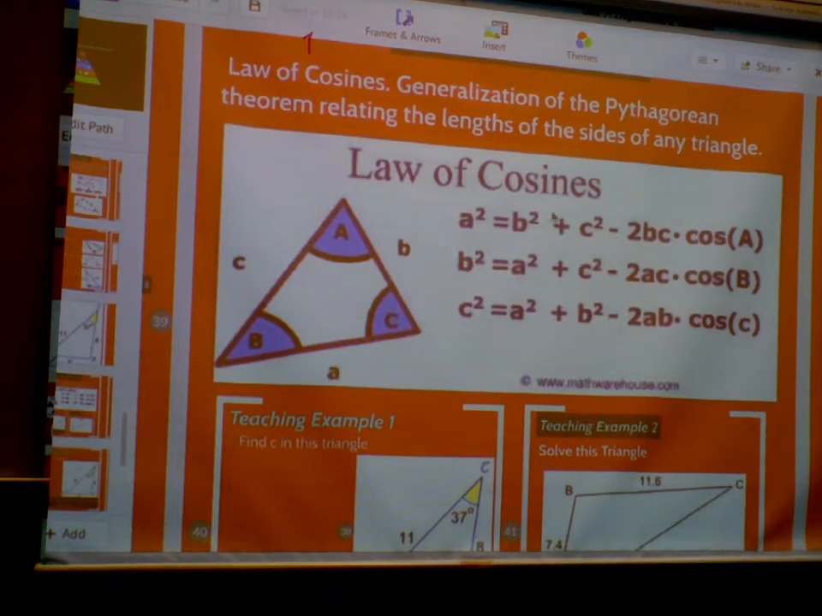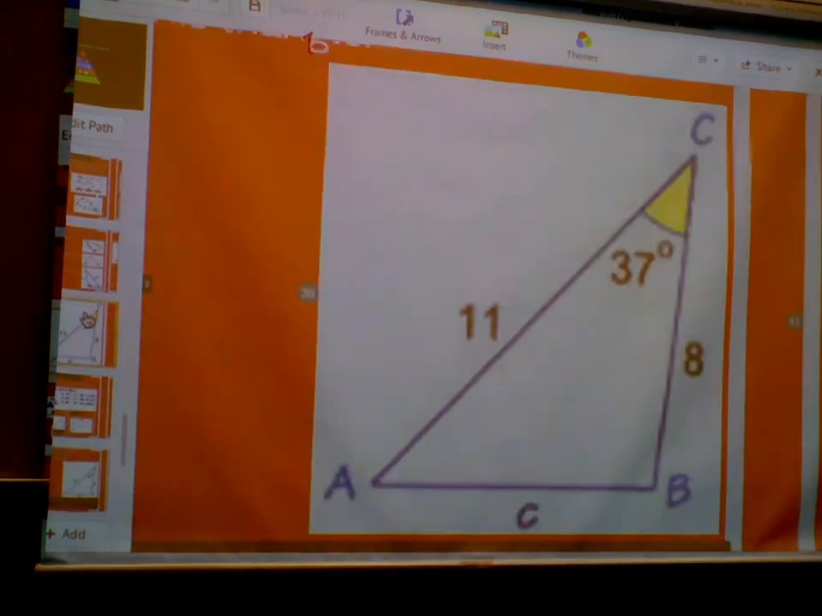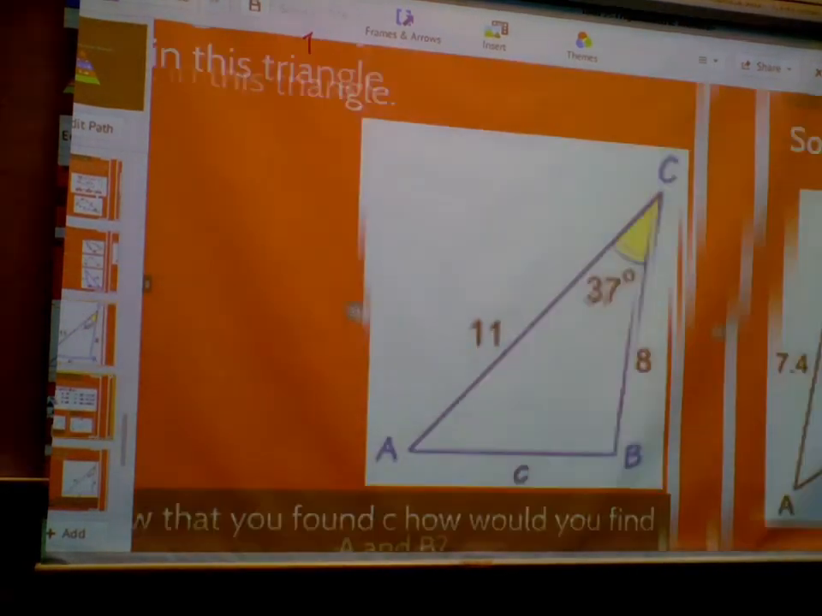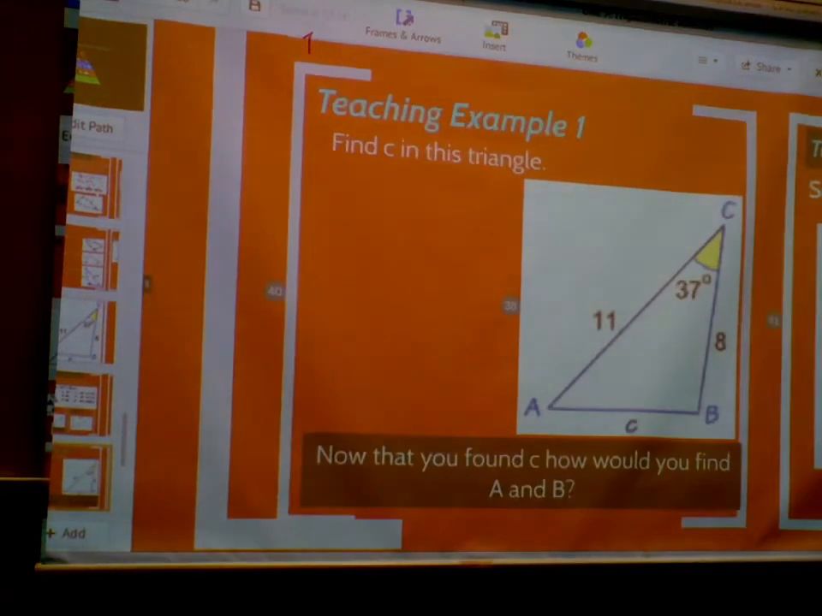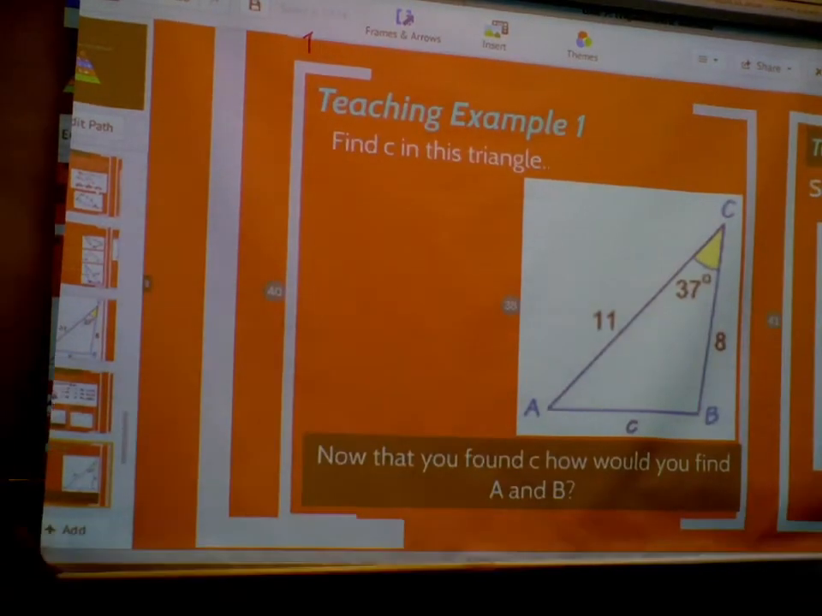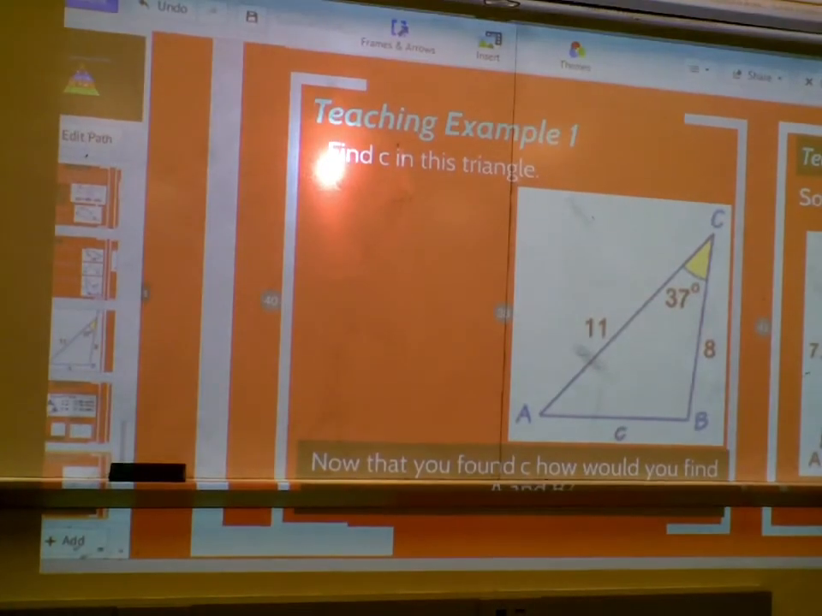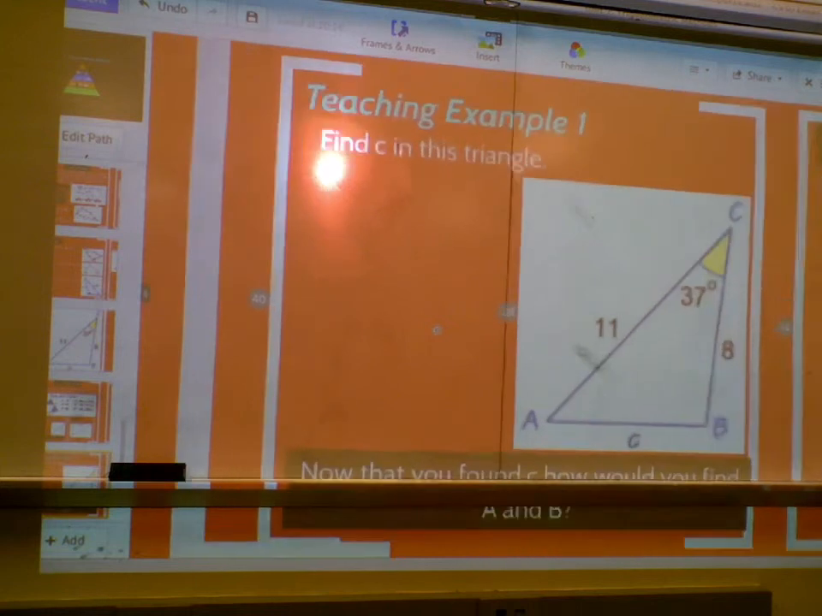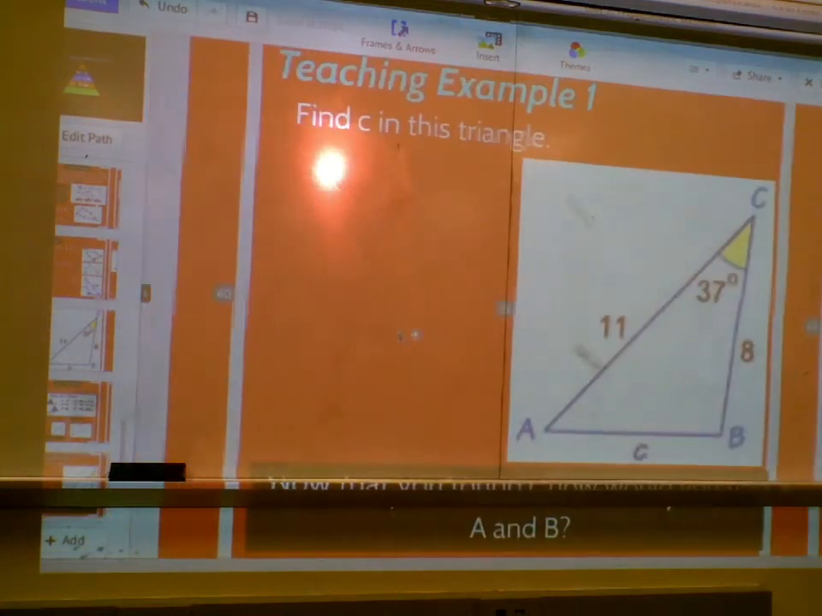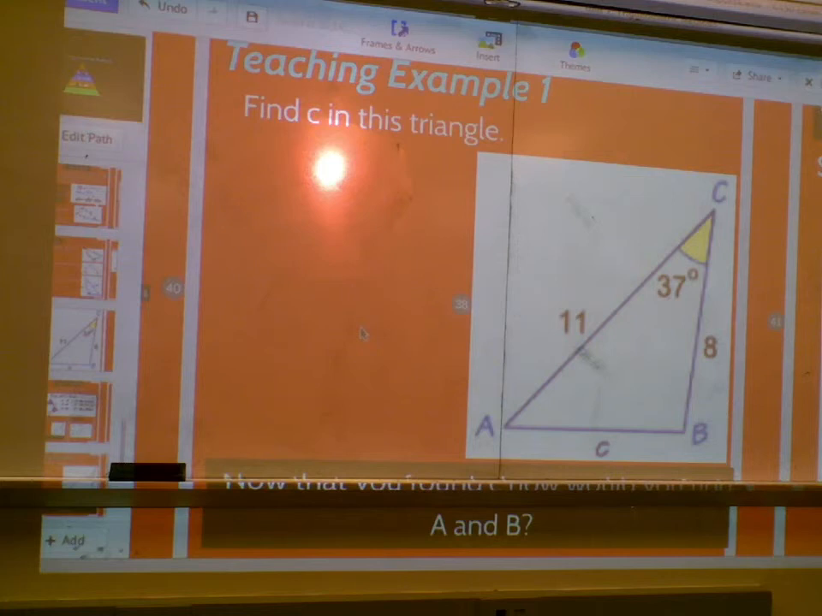Are you guys ready to try this out? See how it works? On your notes, you have a part where it says teaching example 1. This is teaching example 1. I'm going to go through how to find c in this triangle. You'll see it right below where you just wrote down law of cosines. I'm going to find c in this triangle. Give myself a little more space.